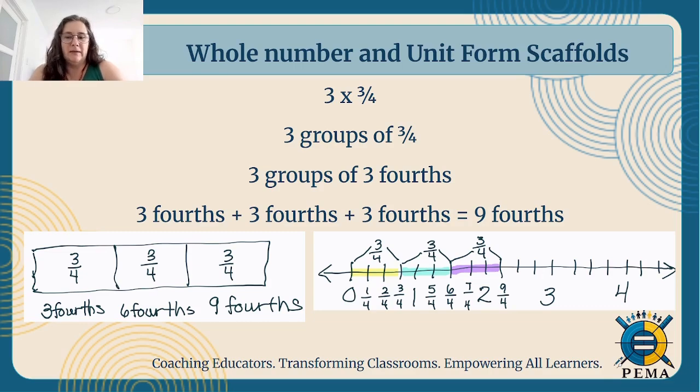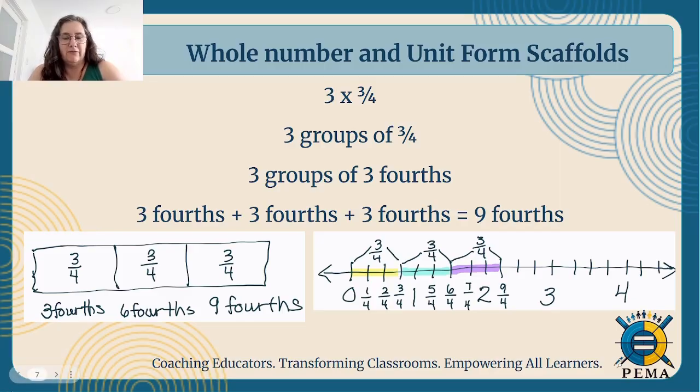We also could skip count by 3/4, just like we skip count by 3s. If I skip count by 3s, it's 3, 6, 9. And if you look at that tape diagram in the bottom corner, if I skip count by 3/4, I have 3/4, 6/4, 9/4.